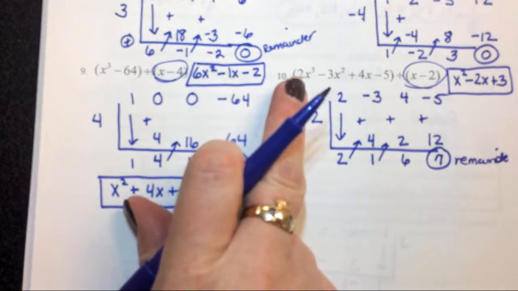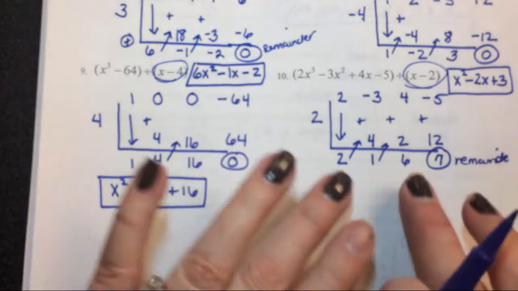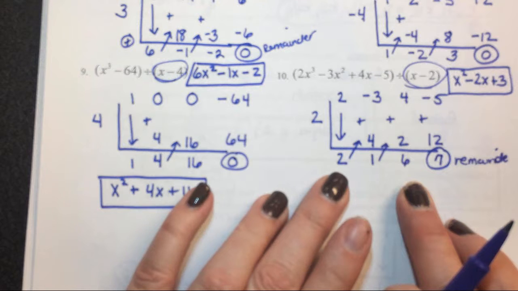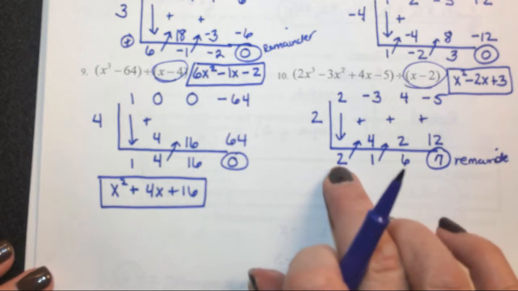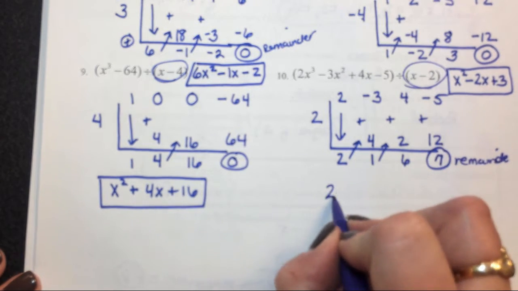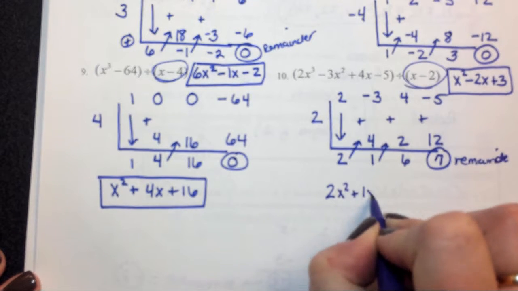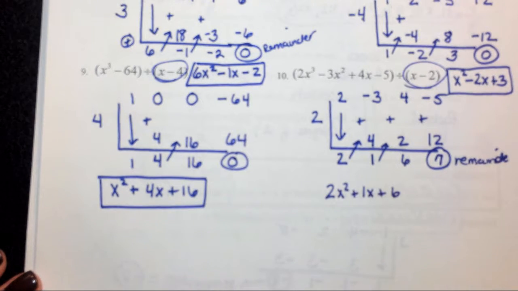So now we started with an x to the third. So what's my answer going to look like? I have to drop it down to a what? X squared. So 2 is going to be the coefficient of x squared. So I have a 2x squared plus 1x plus 6.